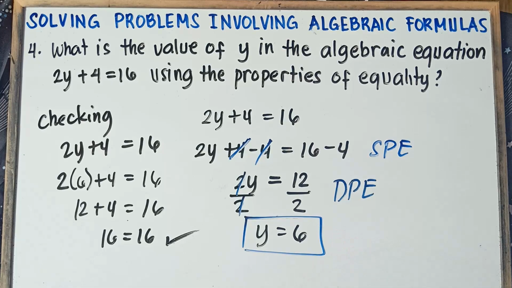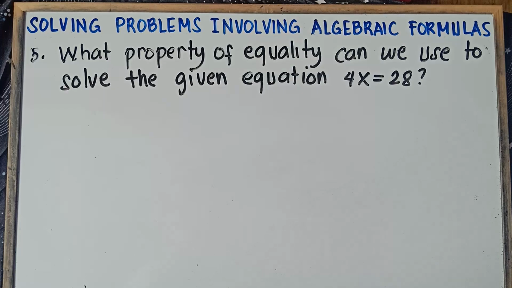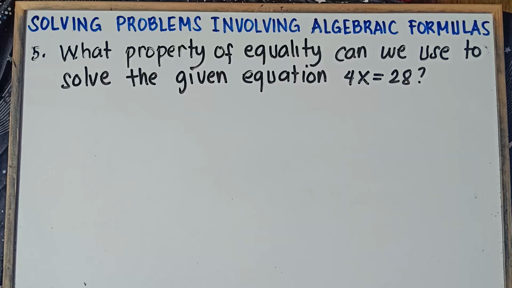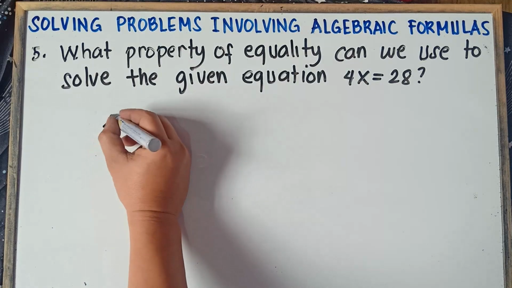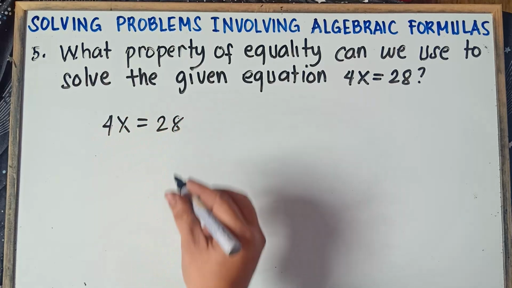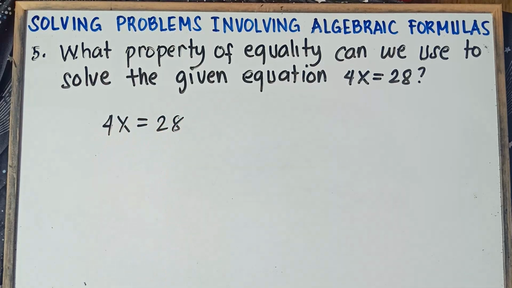Alright, so let's proceed now to example number 5, class. Last example, class, example number 5. What property of equality can we use to solve the given equation 4x equals 28? So 4x equals 28. So we do have two properties, class, that we can solve the value of x. First one, we can apply division property of equality. The second one, we can apply multiplication property of equality. But for me, class, it's easy to find the value of x applying division property of equality.